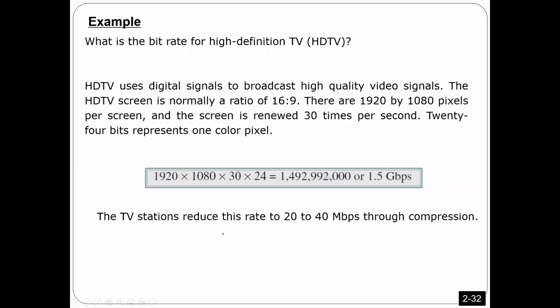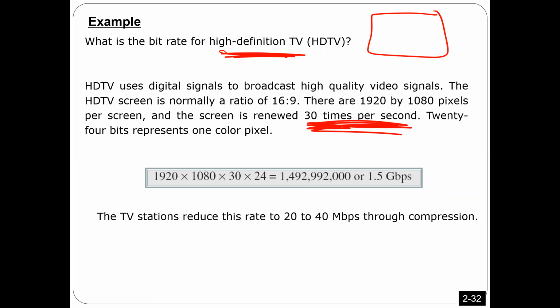Let's have one more example, a very interesting example. It's telling you here in high definition TV, HDTV, we have a frame, a picture, an image, and we change this image 30 times per second. Every second, the animation is just pictures, you just show these pictures. The rate is going to be 30 pictures per second.